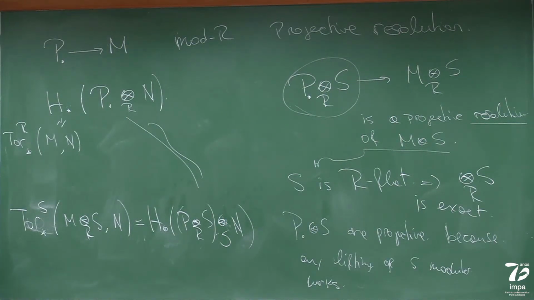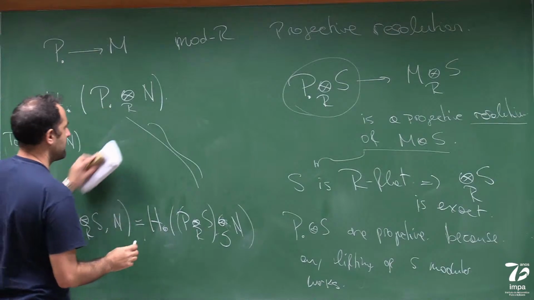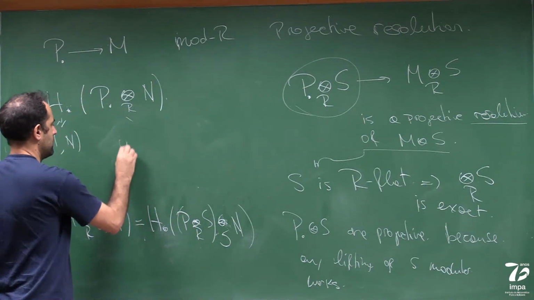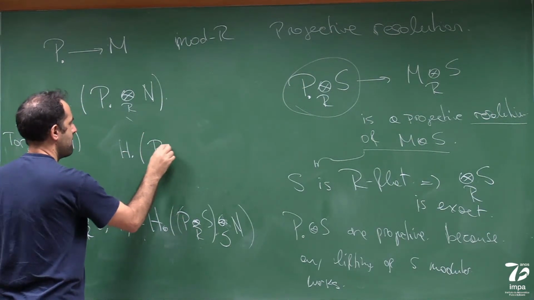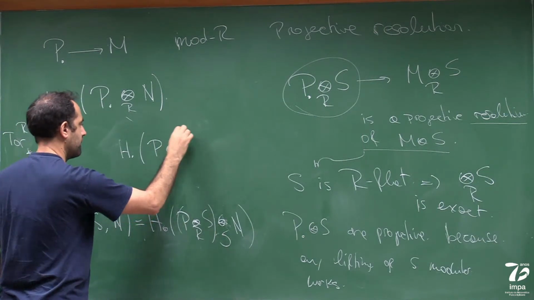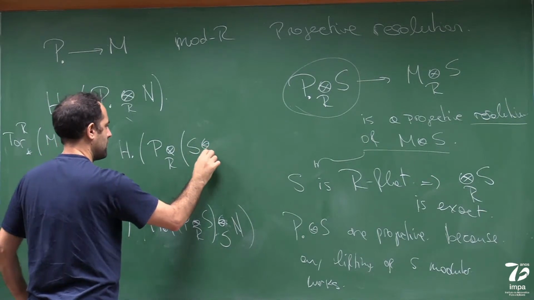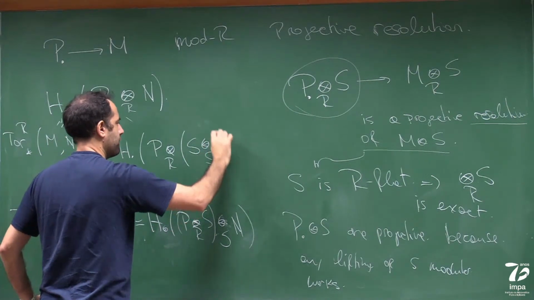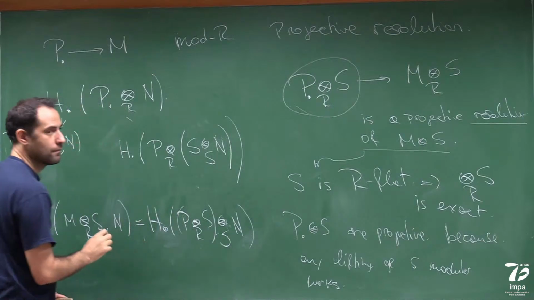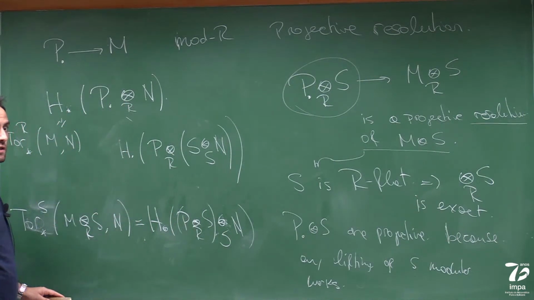Okay? So let's put something in the middle between these two. This is the homology of P tensor over R with S tensor over S. Okay? And this is obviously isomorphic to that.